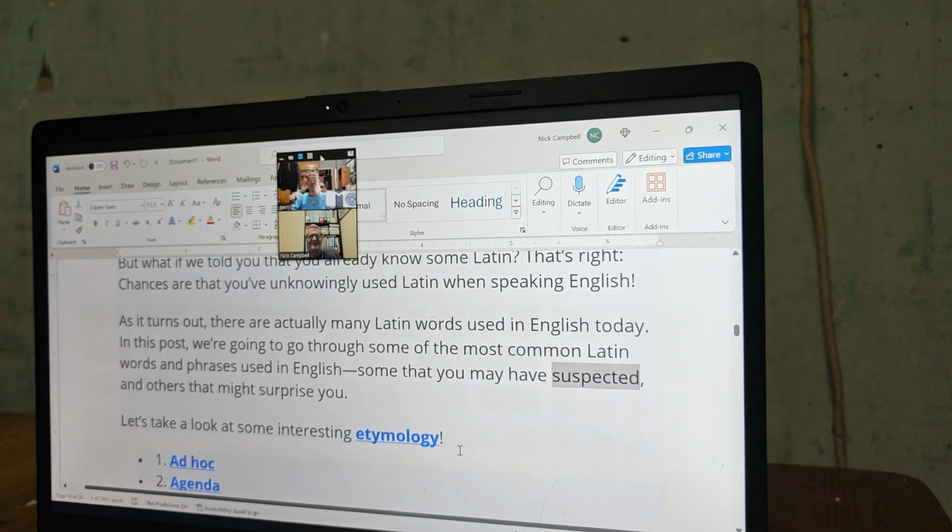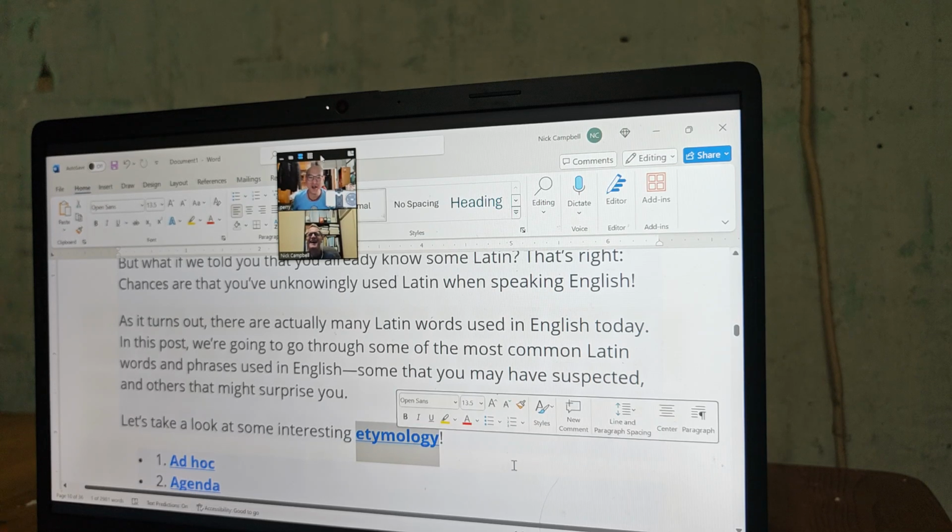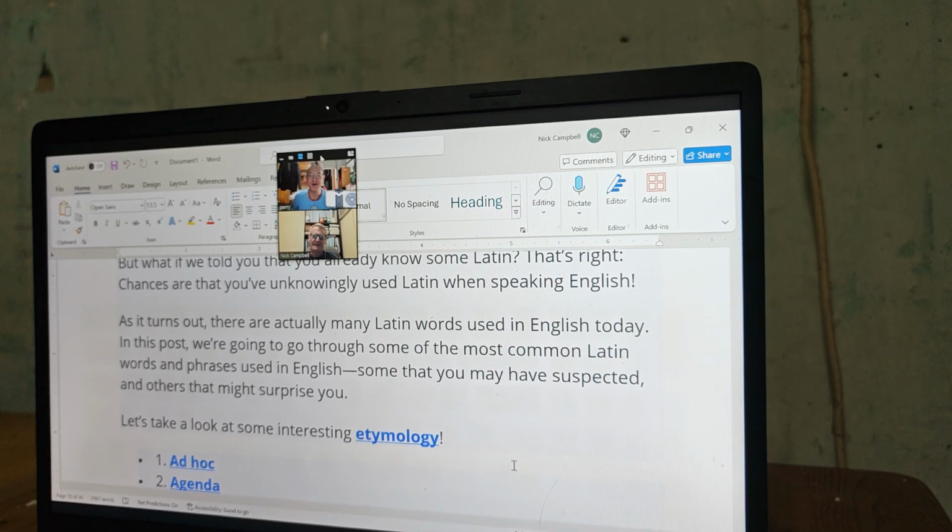What is this? Etymology. Okay. I like this word for two reasons. One, I like the sound of the word etymology, and two, etymology is our topic. For last week and this week, this is the word that describes our whole topic that we've been talking about these last two weeks. The word is etymology. Etymology means the origin of words.